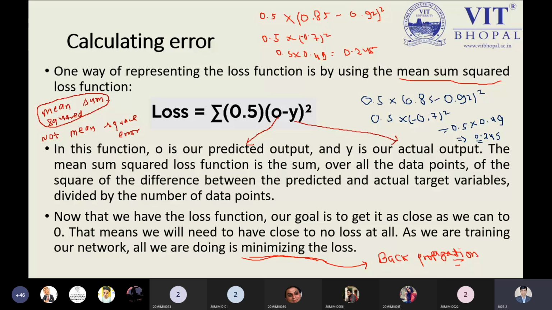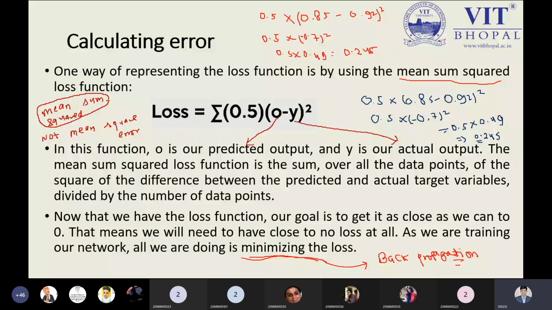So now we have the loss function. Our goal is to get the answer close to our target values, or actual output. That means we need to be close to no loss at all. We must get the answer close to our actual output. So we can say we are not losing much data. It means our network model is well trained.